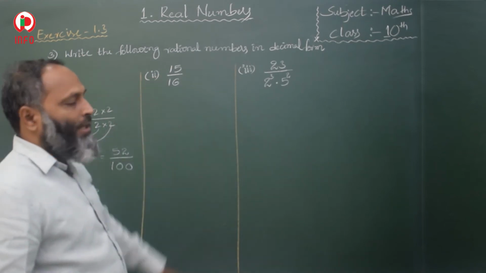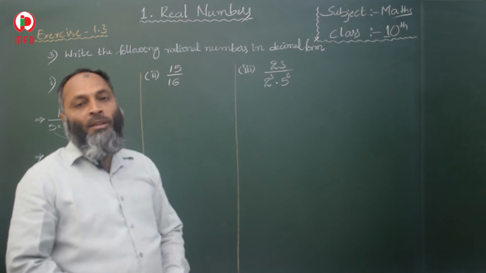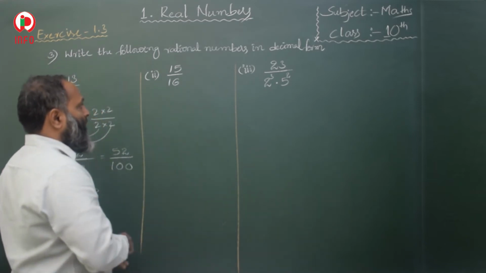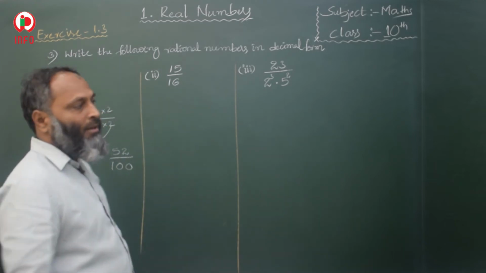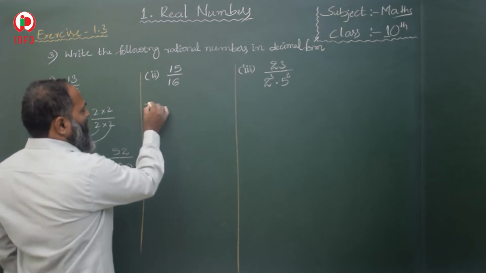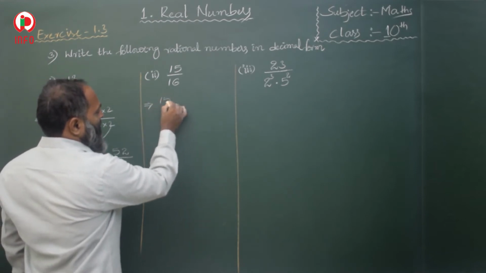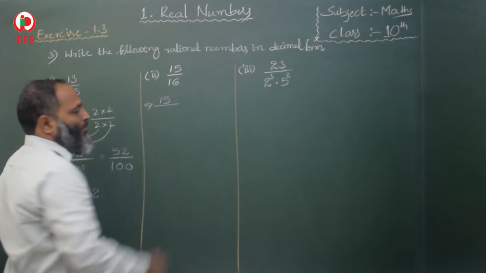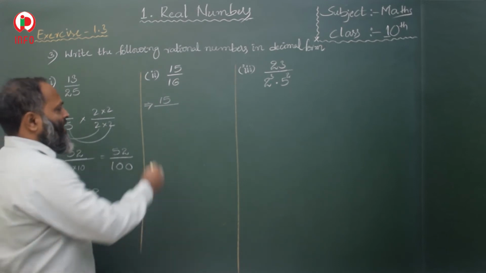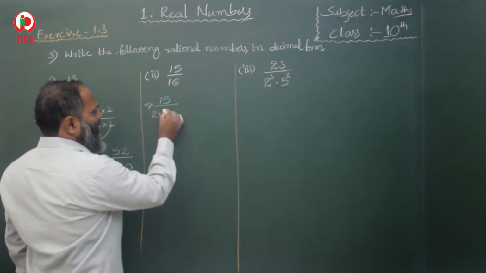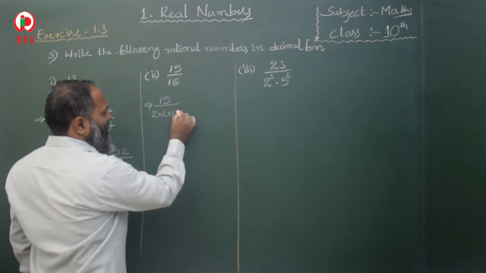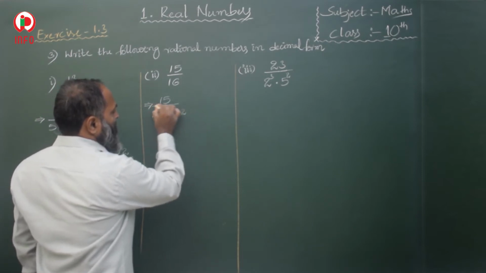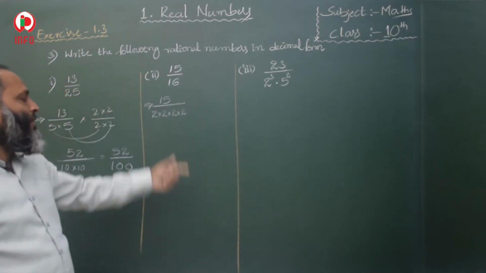Now the next question. 15 by 16, the next rational number. The numerator stays the same, and 16 we split into prime factors. 2 2s are 4, 4 2s are 8, 8 2s are 16. Here how many 2s do we have in the denominator?